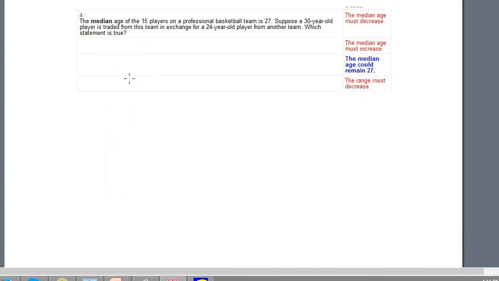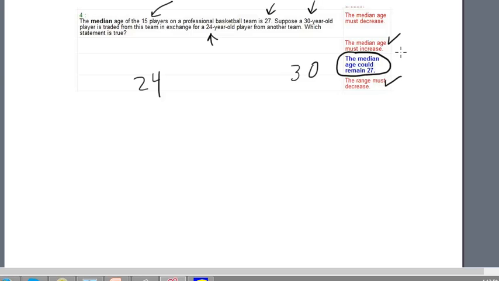Okay, this one says the median age, that's the age in the middle of 15 players on a professional team. Median age is 27. Suppose a 30-year-old is traded from this team in exchange for a 24-year-old. So we took a 30-year-old and exchanged him for a 24. Which statement is true? Well, the median age could remain 27 because we don't know what those other ages are. This says the median age must increase. We don't know that. The range must decrease. We don't know that. The median age must decrease. We don't know that, because we don't know all these other ages in between here. So the median age could remain 27.